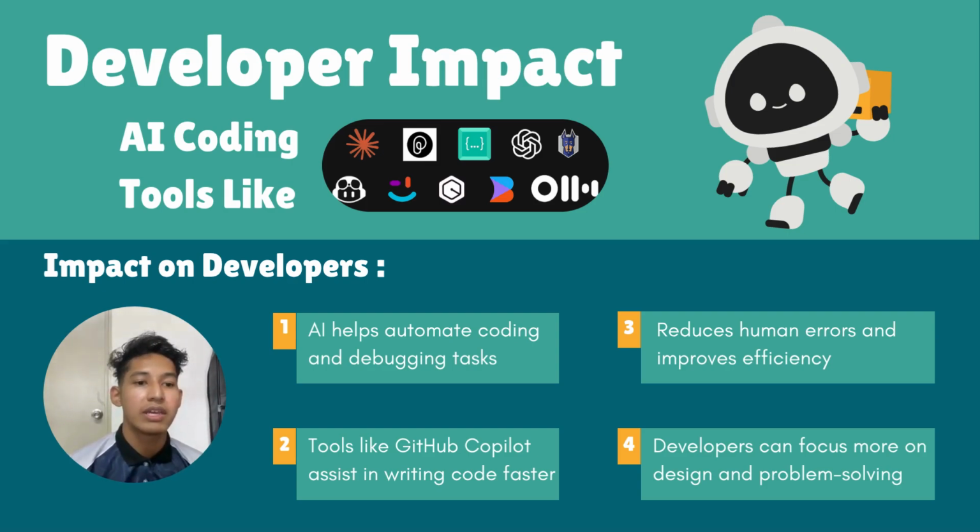For example, AI can assist in coding by suggesting lines of code, detecting errors, and even generating complete functions. Tools like GitHub Copilot help developers by providing real-time code suggestions. This not only speeds up the development process but also reduces human errors.